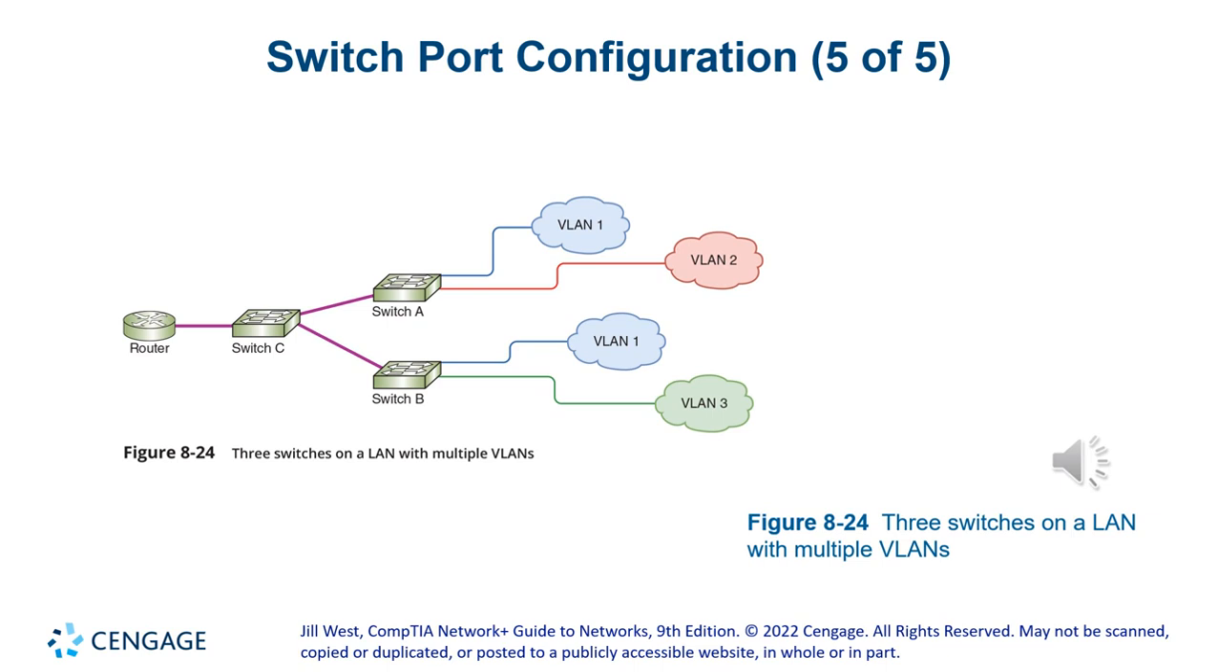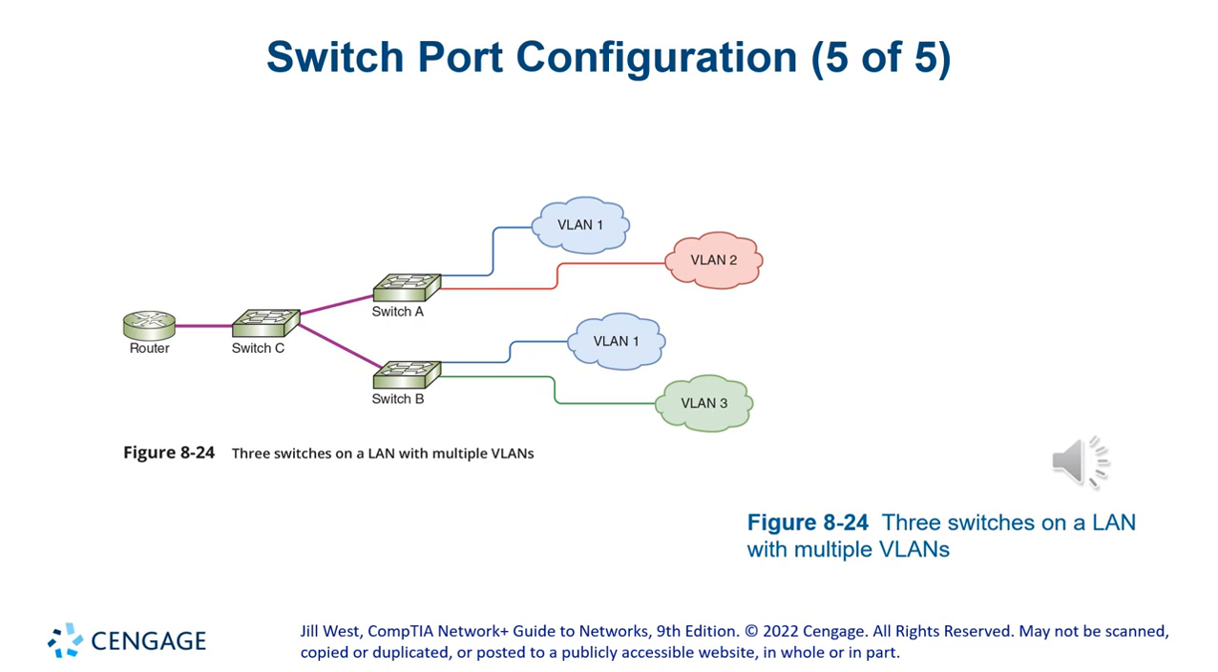So this is another example with 3 switches. Those purple lines are tagged links. So it has all those VLANs. In this case, switch A will have VLAN 1 and 2. Switch B has VLAN 1 and 3. And those are tagged to switch C. So of course, C to A has only VLAN 1 and 2, and C to B has VLAN 1 and 3. Whereas switch C to the router needs to have VLAN 1, 2, and 3, right?